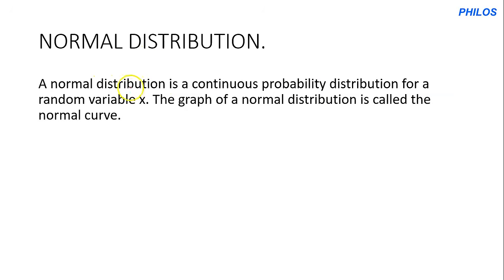Now we say a normal distribution is a continuous probability distribution for a random variable x. The graph of a normal distribution is called the normal curve. For you to understand this normal distribution better, it's important we look at the characteristics of the normal distribution.